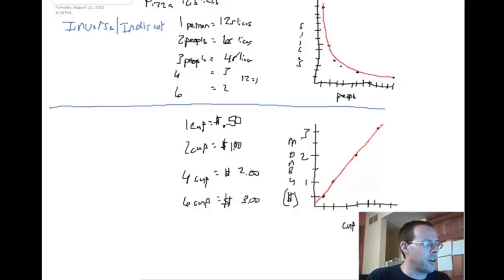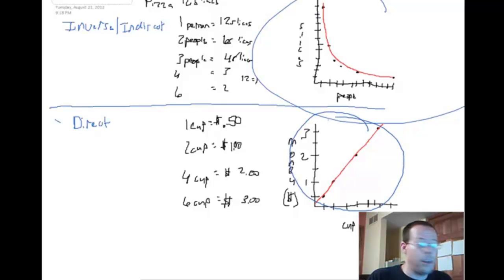Conversely, down here, if we look at our cups and our money, as we sell more cups, what happens? We make more money. So our example down here is a direct relationship. Notice that inverse or indirect relationships end up in this open-faced parabola, whereas direct relationships end up in a straight line.